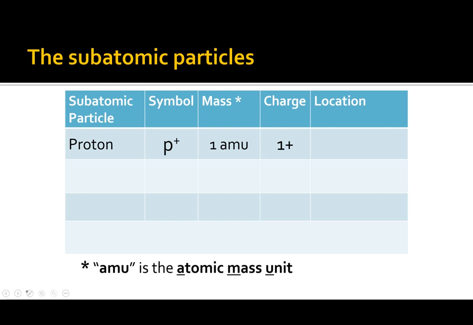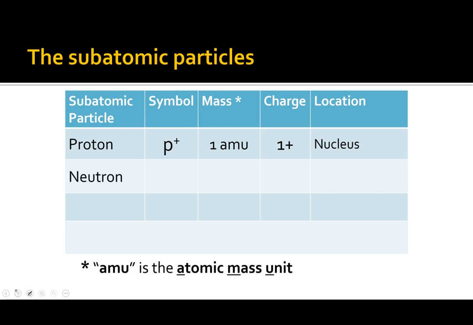The charge on a proton, as I mentioned, is positive. It has a positive charge. We won't get necessarily at this point in this course into why protons have a positive charge. That gets a little further down the rabbit hole than we need to go. Protons, hopefully you remember from 9th grade, are found in the nucleus.